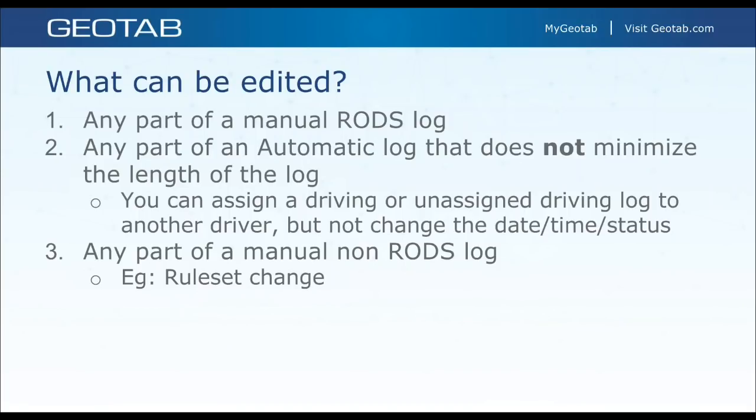And then you can also edit part of a manual non-records of duty status log. What I mean by that is, you've probably noticed inside of the system, there are some records that appear inside of the log screen when you're looking at it from MyGeotab. Things like when you change a rule set or when an exemption is pressed. You can actually edit those as well to a certain extent. The thing to talk about with these though is that they're there to help the admin see what's happening. We don't send any of those to the FMCSA. So it's not a very big deal as to the details there.